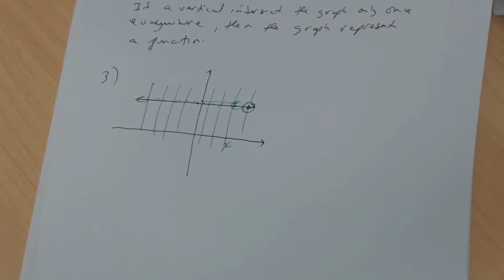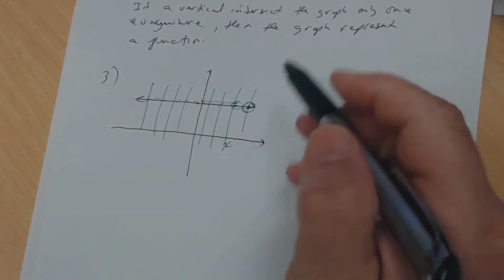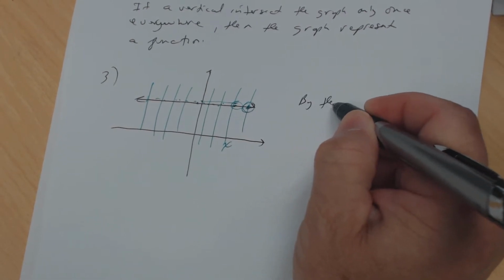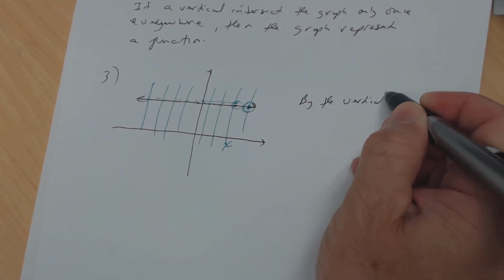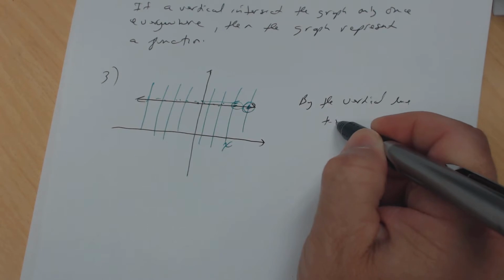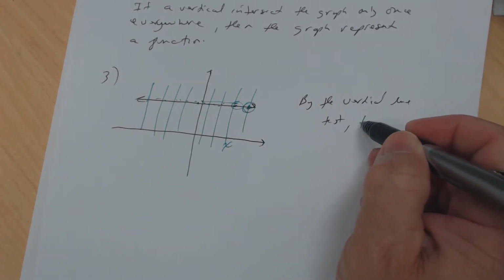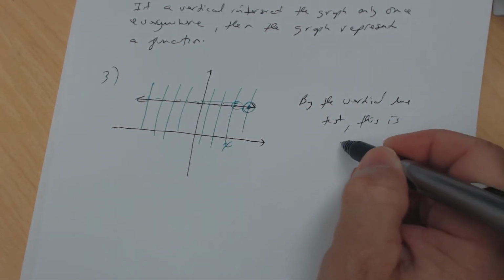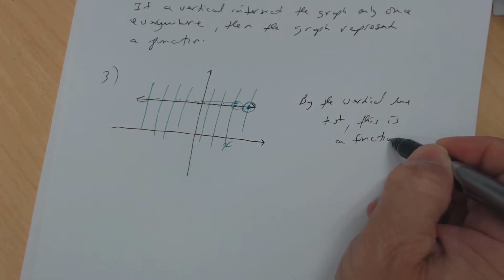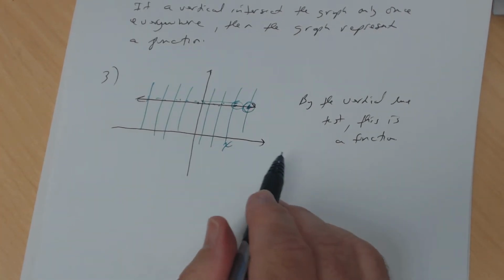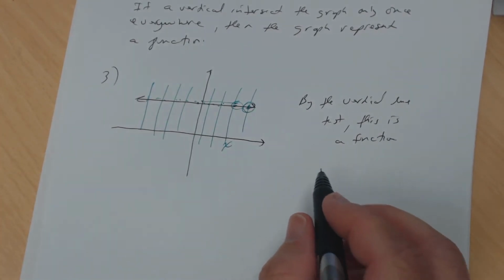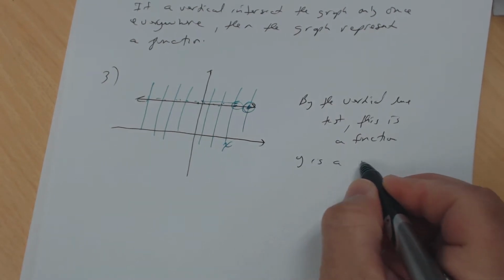So I want you to see this. So remember, right away, by the vertical line test, this is a function. Okay? So it defines y as a function of x. So y is a function of x.